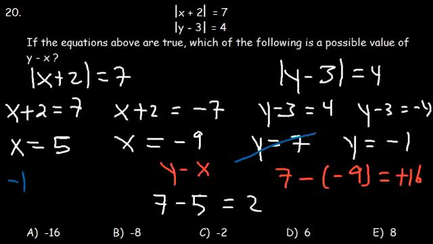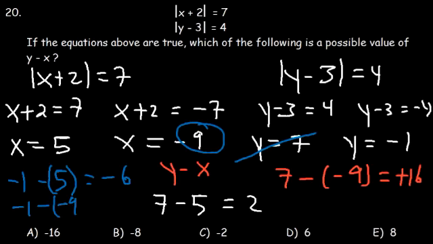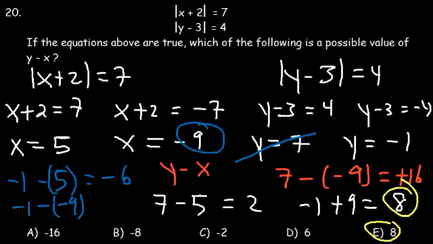So if we use negative 1 as y, we can use positive 5 for x. So negative 1 minus 5 is negative 6. That answer is not there. So now if we use negative 1 for y, and then the other x value, negative 9, negative 1 minus negative 9 is the same as negative 1 plus 9, which is equal to 8. Now that answer is listed there. So 8 is a possible value of y minus x using these two equations.